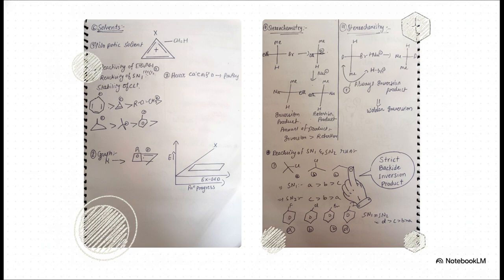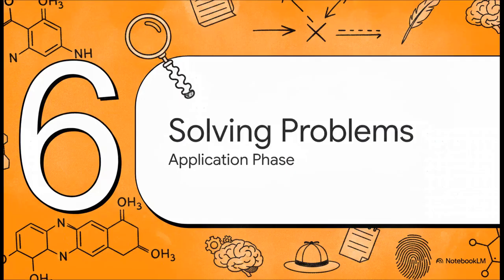This gives us a mix of inversion and retention, which often leads to racemization. But SN2? SN2 is a strict backside attack. The nucleophile hits the exact opposite side of the leaving halogen. This strictly results in what the notes call a Walden inversion. The molecule literally flips.